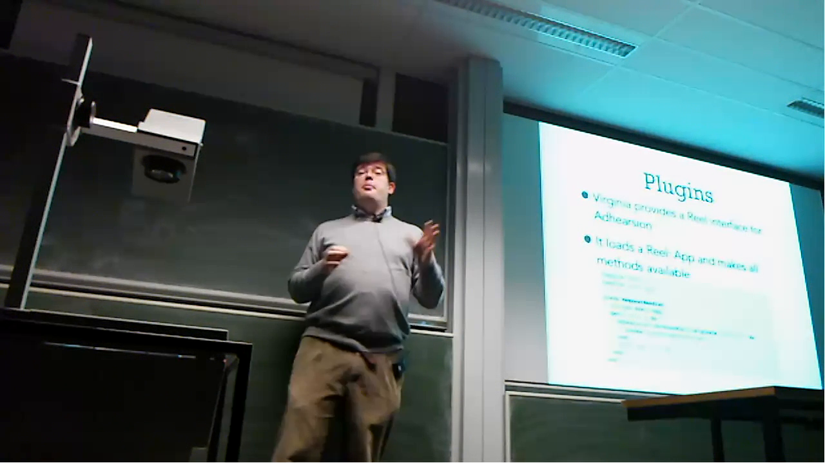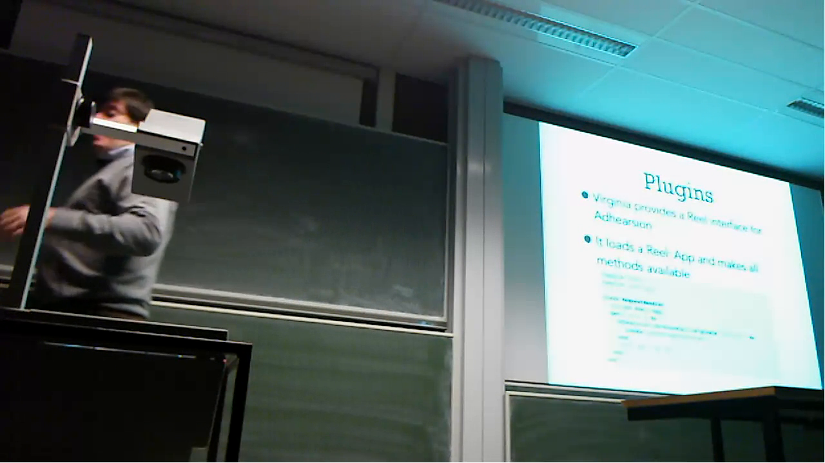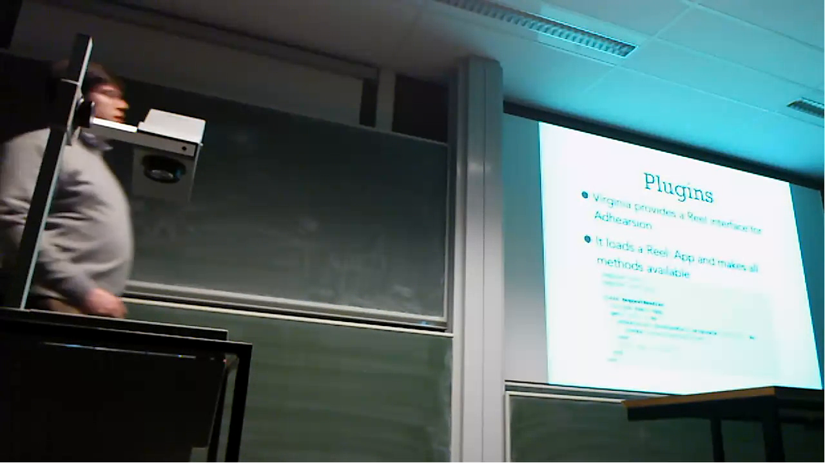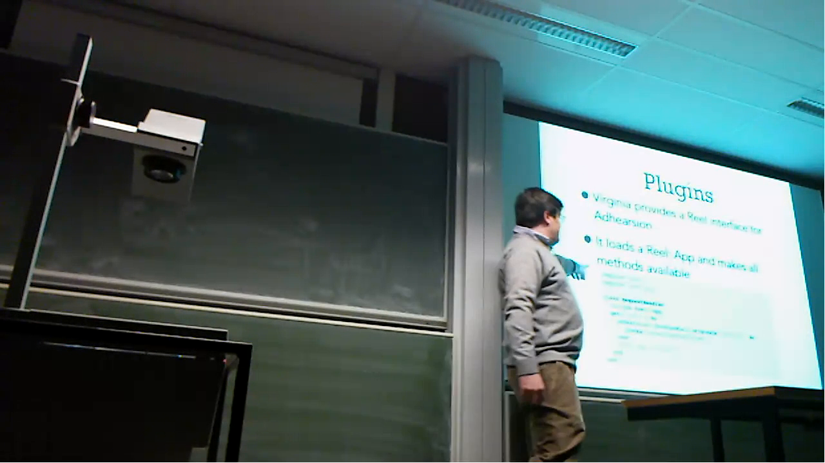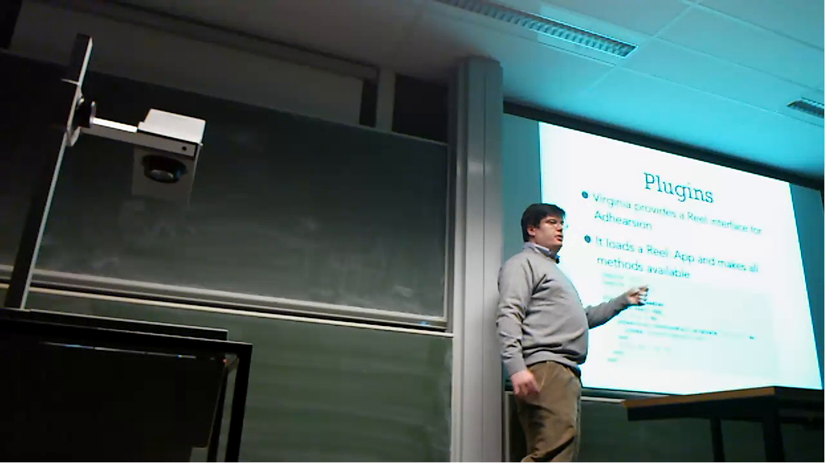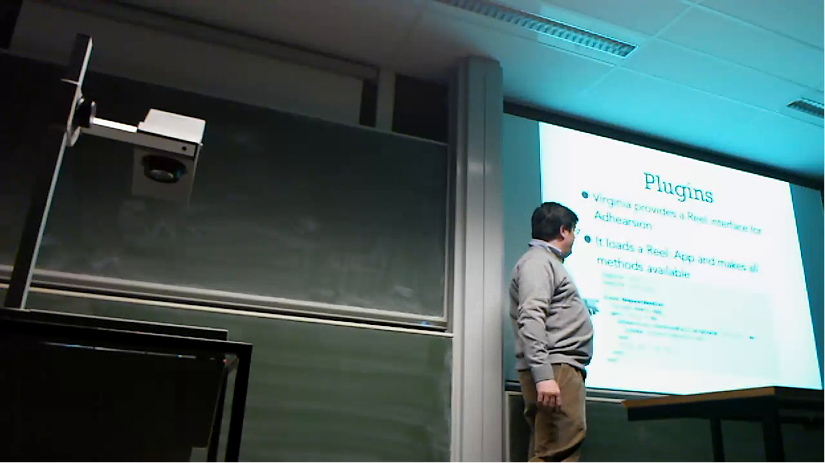Virginia is a plugin I built that embeds a real app in your application. What's a real app? It's simply a simple web server. So you can do this. Adhearsion will pop up a server on the port you tell it to.